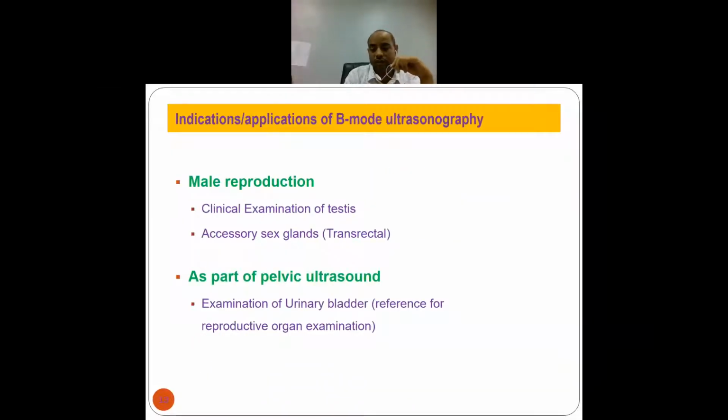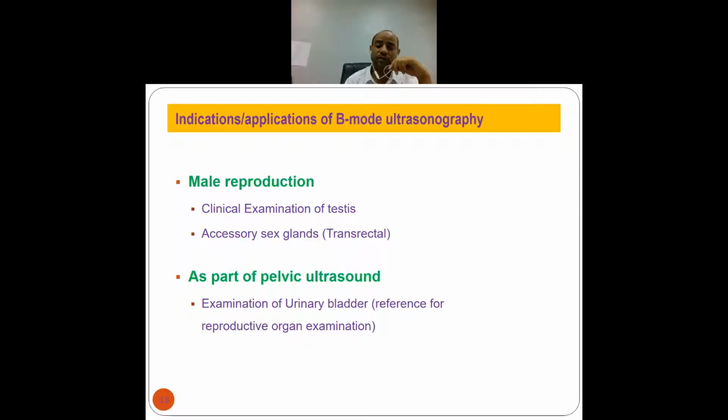Not only females, males also benefit from the use of this ultrasound machine in reproduction. One of the things is it can be used to examine the testes. Clinically, you can assess the testicular condition using ultrasound. You can assess the parenchyma of the testis, whether it has a normal consistency or appearance, or whether it has any lesion within the testes. You can use ultrasound for this purpose to find out.